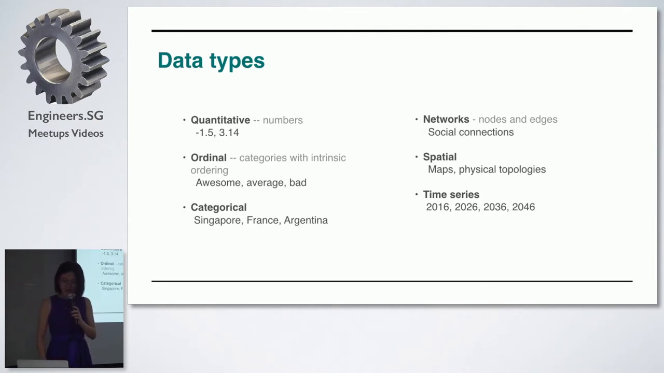And then there are also three data types that are a bit special. One is network. So network data comes with like nodes and edges. For example, your friendship on Facebook, your connections on LinkedIn, or the actors and actresses who starred in the same films. There's also spatial data, the kind of data that you would want to plot on a map. There's also time series, for example, temperature this month, rainfall this month. So those are also kind of special data.